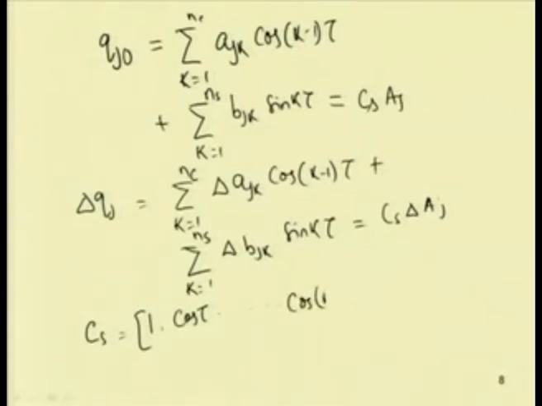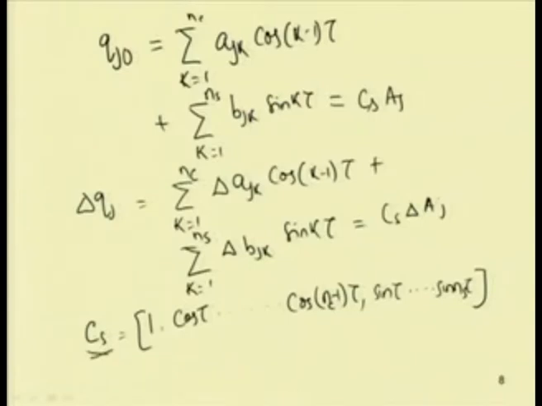The last cosine term will be cos of n c minus 1 tau. So, this is for the cosine terms, and for the sine terms one can write similarly. For k equal to 1, the coefficient of b j 1 will be sin tau. So, the first term is sin tau, then sin 2 tau, and the last term is sin n s tau. So, this is C s.